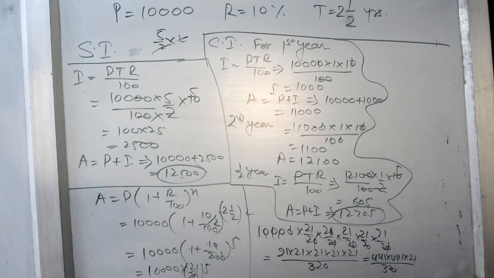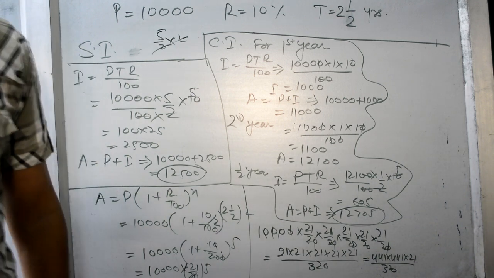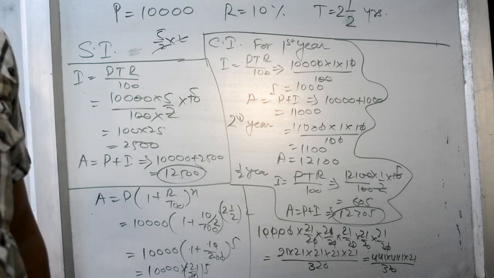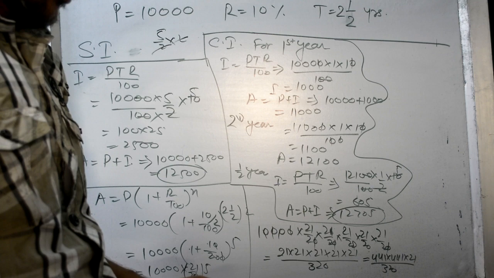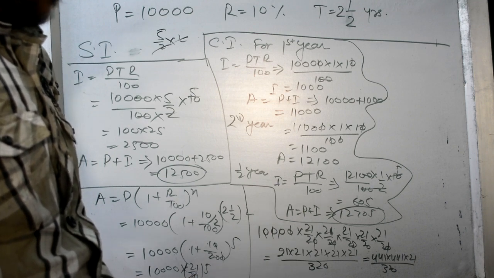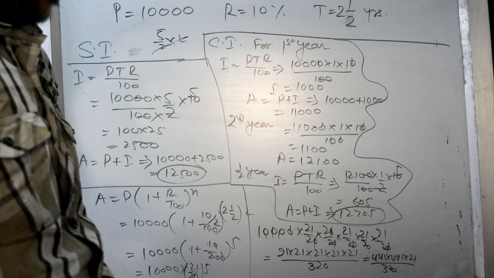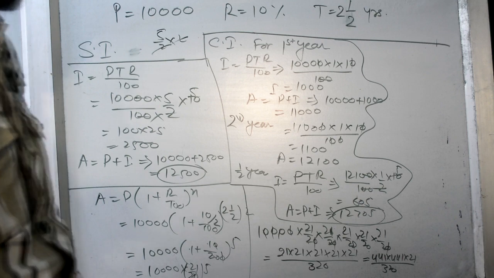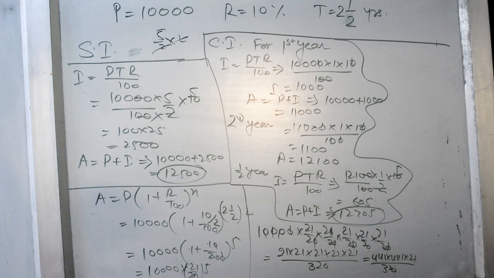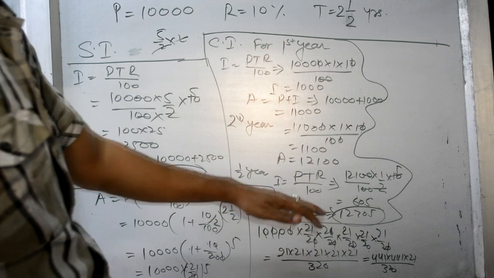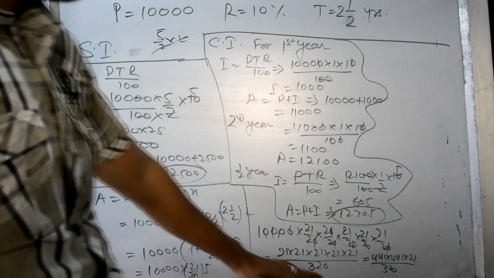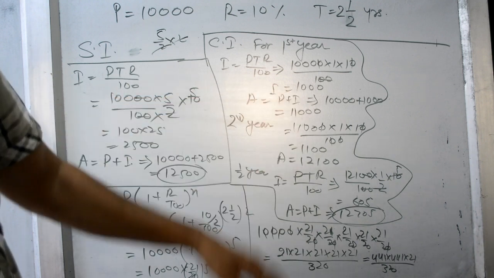now I am solving it by using the calculator. Open calculator. This is it. Now 441 multiplied by 441 multiplied by 21 divided by 320 is equal to, answer is equal to 12,700 and this much. So the answer is the same, whether using compound interest by 1 year, 1 year and a half year, or by using this formula. Every time we have seen the answer is coming the same.